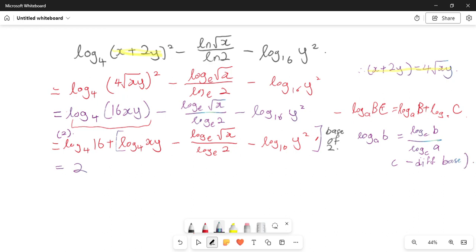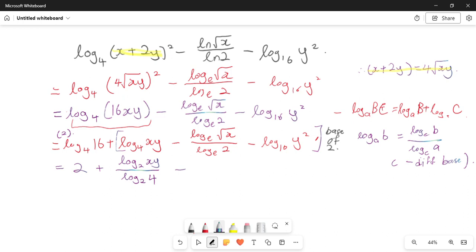So yeah, from here it's going to be very long. 2 plus, so this one you will get log base 2 xy and then log 2 4, and then this part you will get log e root x. So that means I'm going to take log e root x, so I have to change the base of both of them. So actually I'm going to change the base of 2.